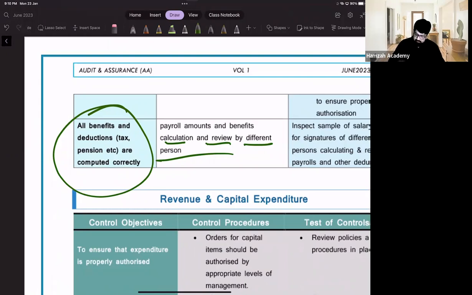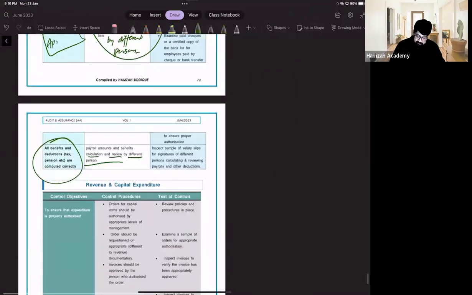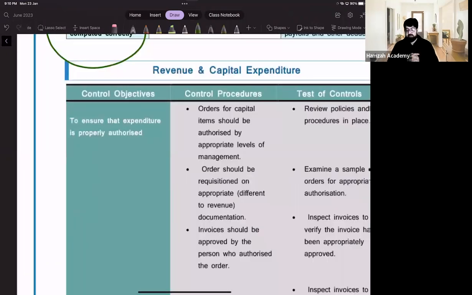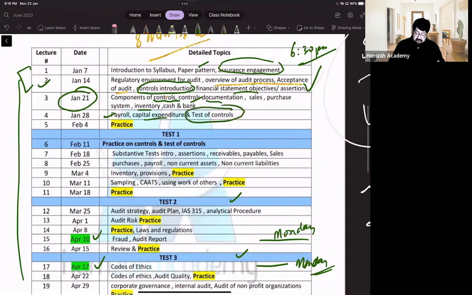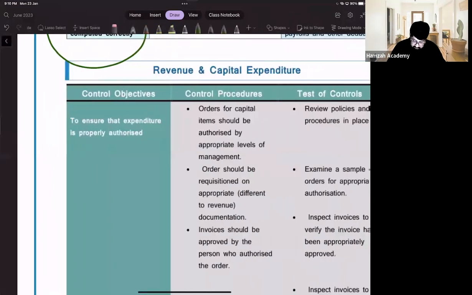Now, I hope it is clear. The next control is the last topic, revenue and capital expenditure. Is it part of today? Just a minute. Yes. So cash and bank, inventory I have given for home. Payroll done. Capital expenditure I will be discussing and then I'll be ending the class. In the next class, I will be talking about it, and most likely some practice questions as well.